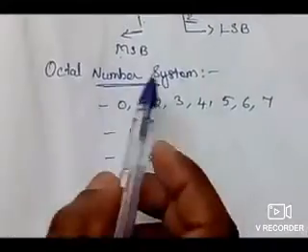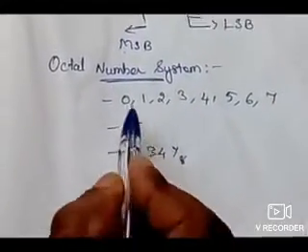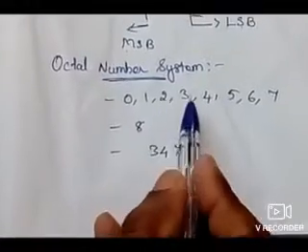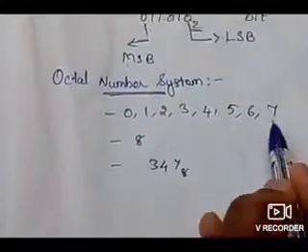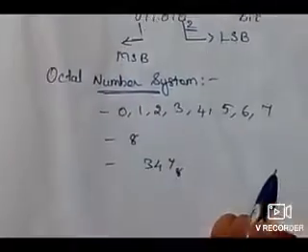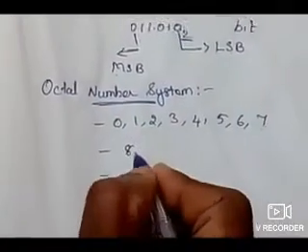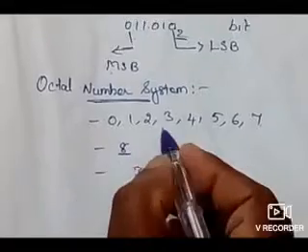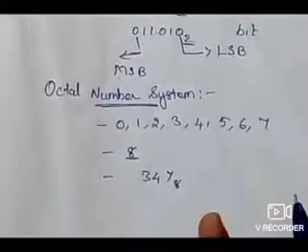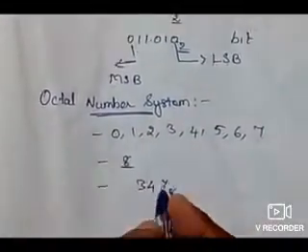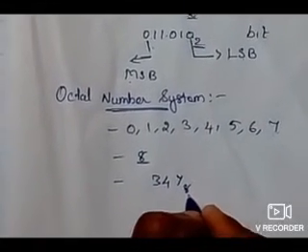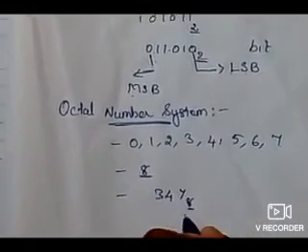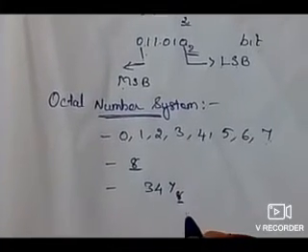Next one is the octal number system. It consists of 0, 1, 2, 3, 4, 5, 6, 7. These are the numbers that appear in the octal number system. Its base or radix value is 8, because it has a total of 8 numbers. An example of this octal number is 347 base 8. This 8 represents the octal number system.